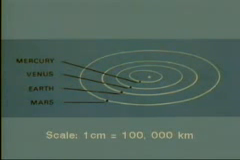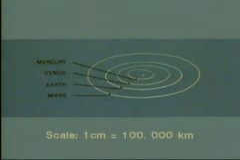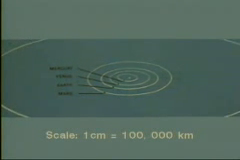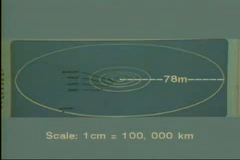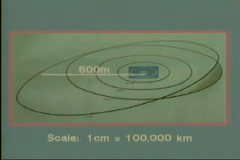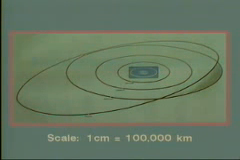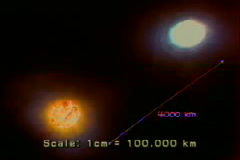On this scale, the Earth will be 15 meters away, and Jupiter about 78 meters away from the Sun. The farthest planet, Pluto, will be about 600 meters away. Proxima Centauri, the star nearest to the Sun, will be a glowing ball about 4,000 kilometers away.